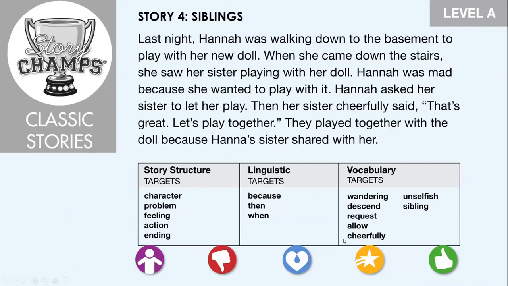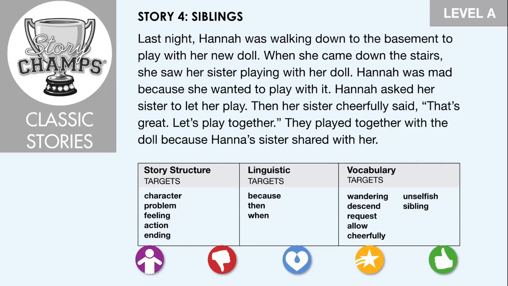So let's look at this, just level A classic. This was like the basic of the basic. This is the story, okay? And we include in the table at the bottom some of the targets, like the story grammar parts, and that includes the feeling, the feeling in response to the problem, okay? We're not doing an end feeling. And so when we look at this right here, Hannah was walking down to the basement to play with her new doll. When she came down the stairs, she saw her sister playing with her doll. Hannah was mad because she wanted to play with it. Okay, so that right there is Hannah's emotional response to the problem.